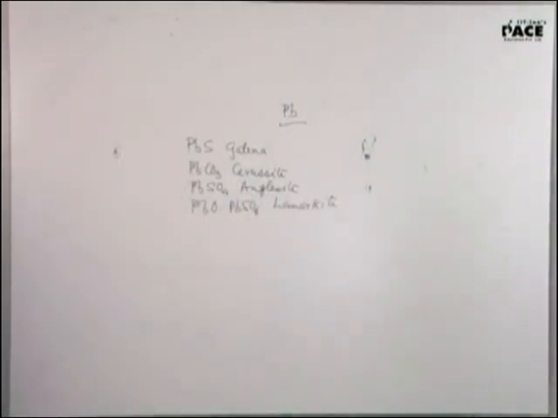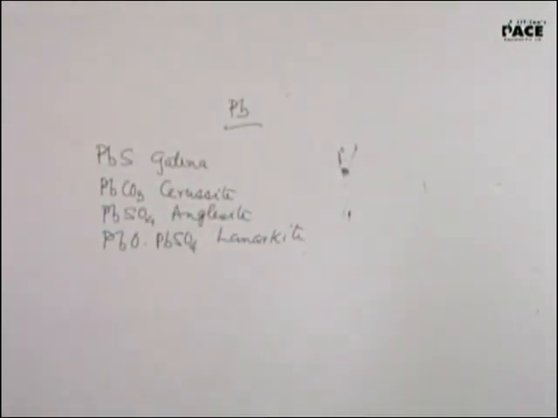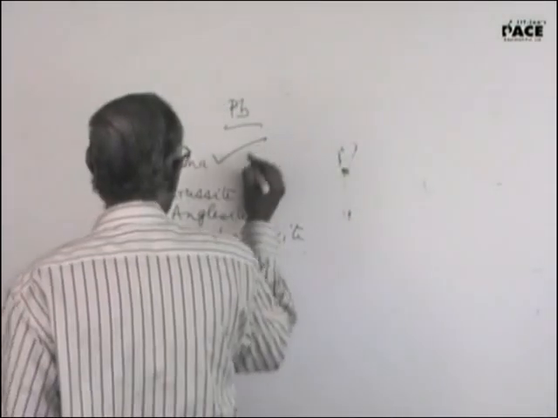The sources of lead, or the minerals of lead, are lead sulfide, that is galena; lead carbonate, that is called cerussite; lead sulfate, which is called anglesite; and lead monoxide. Lead sulfate is called lanarkite. Lanarkite.